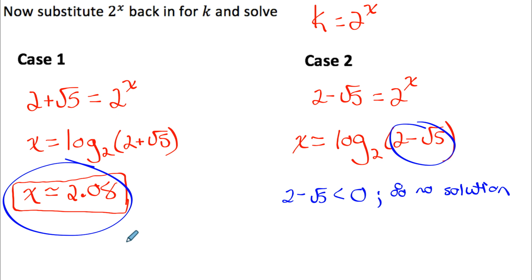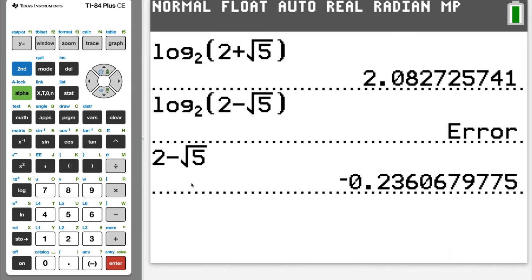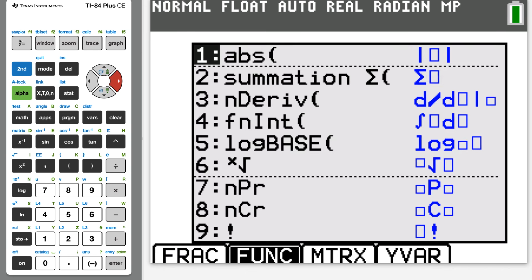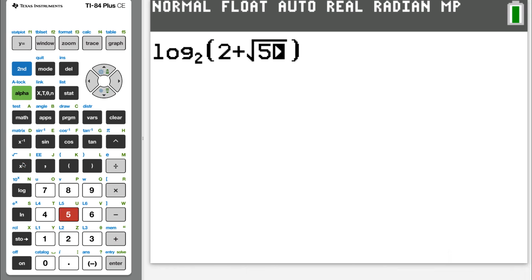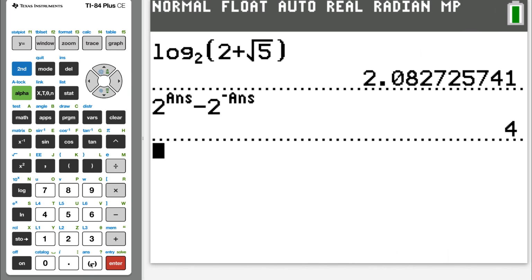So our only answer to the original equation is x is about 2.08. And don't forget that you can actually plug that back into the original to make sure it works. And when I plug it back into the original, I'll use the exact value. So 2 to that value minus 2 to the power of negative that value should be equal to 4. And it is. We found the correct answer.